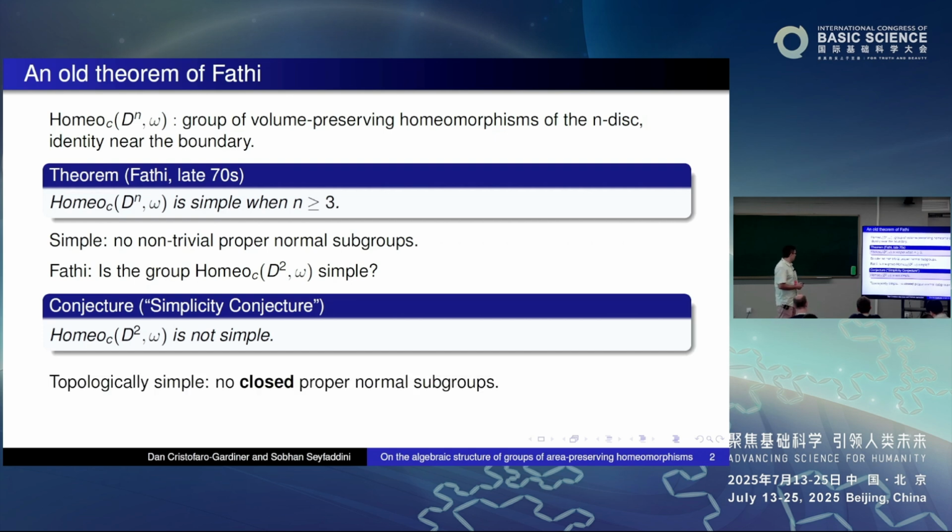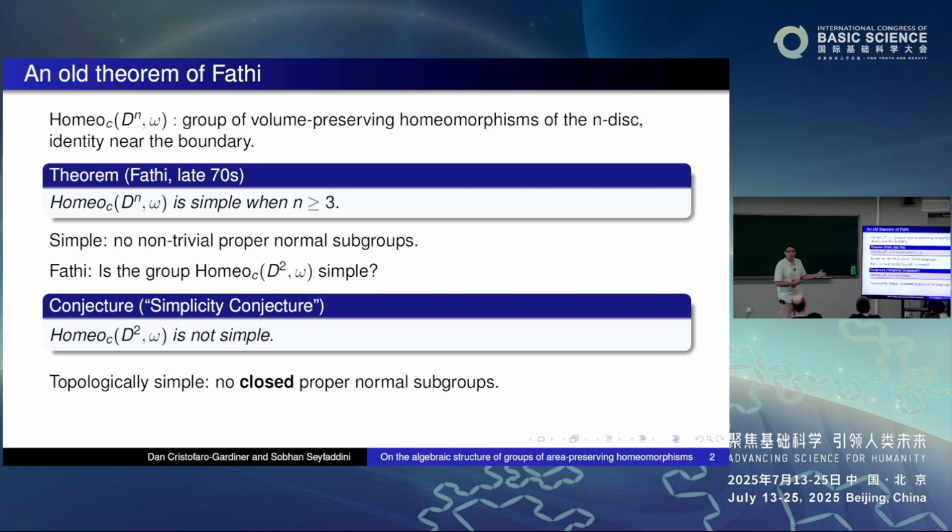Now, one thing I want to point out is that this group of area-preserving homeomorphisms of the disk comes equipped with a natural topology, the C0 topology, or topology of uniform convergence. And so it's a topological group. However, the simplicity conjecture question is a purely algebraic question. It has nothing to do with the topology of the group. Because it was already known at the time of Fathi's question that as a topological group, it is simple, meaning it possesses no closed proper normal subgroups. And now, if you think about this topological simplicity, it already gives you a hint as to why the question is tricky.